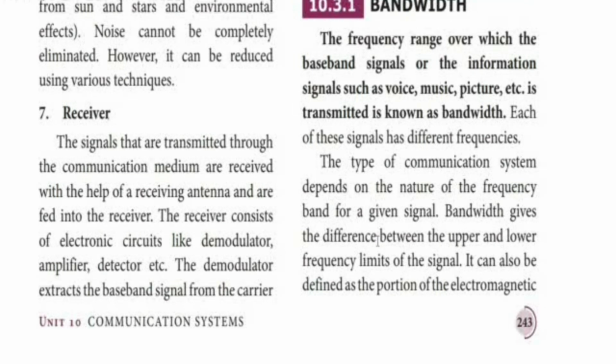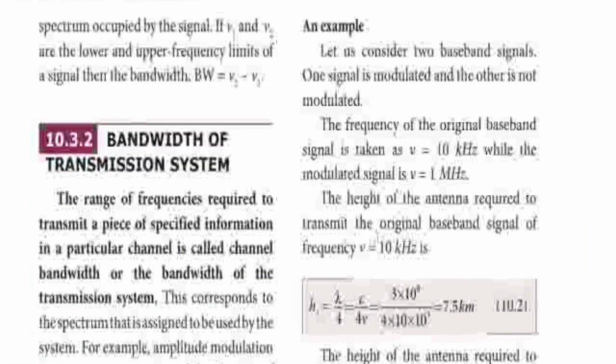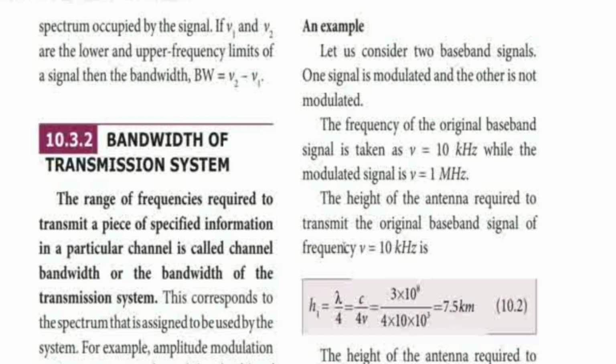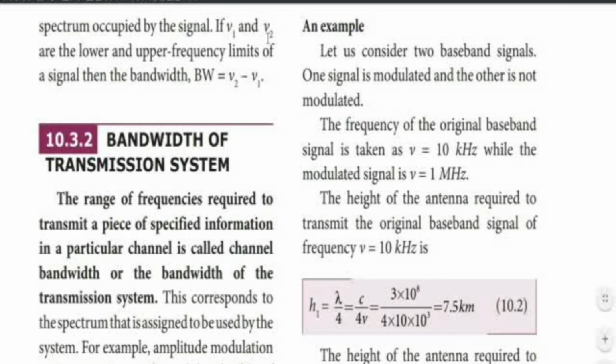The type of communication depends on the different frequencies. That's called upper bandwidth and lower bandwidth. The bandwidth means the signal transmitting frequency value from the starting value to the final value. Suppose you take mu1 and mu2 as the two frequencies. So mu2 is the greater frequency, mu1 is the initial frequency. The bandwidth is the difference between the higher frequency and the lower frequency. Upper frequency minus lower frequency is called the bandwidth. So this is the bandwidth.